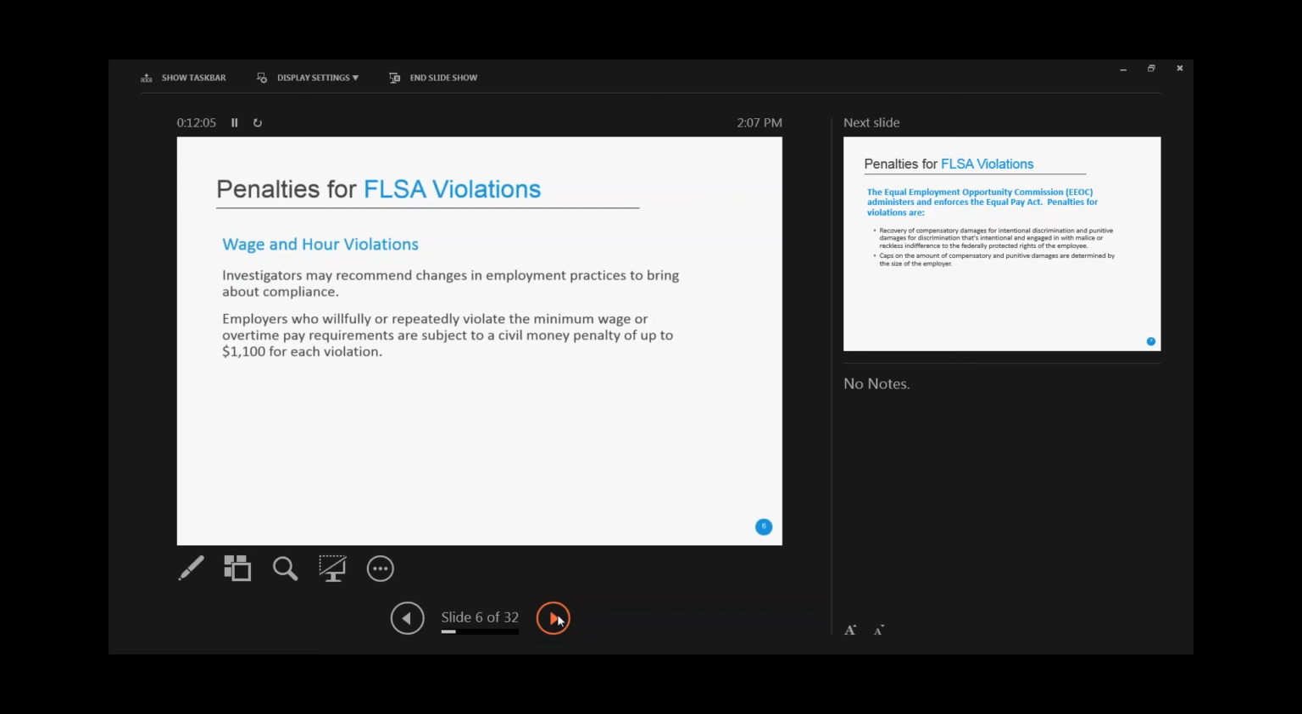And an important note also, it is a violation to terminate or in any other manner discriminate against an employee for filing a complaint or participating in a legal proceeding under FLSA.